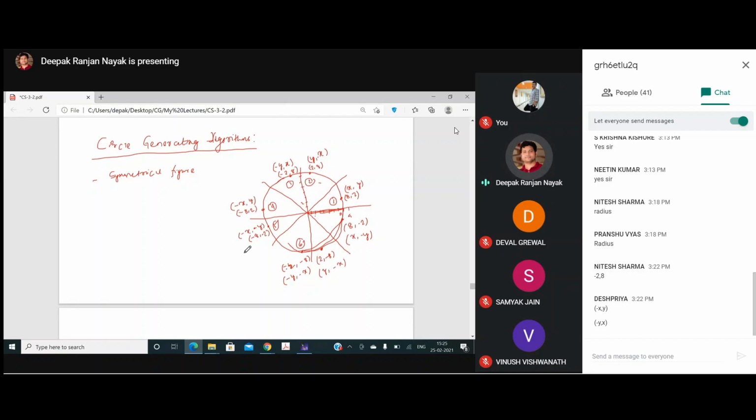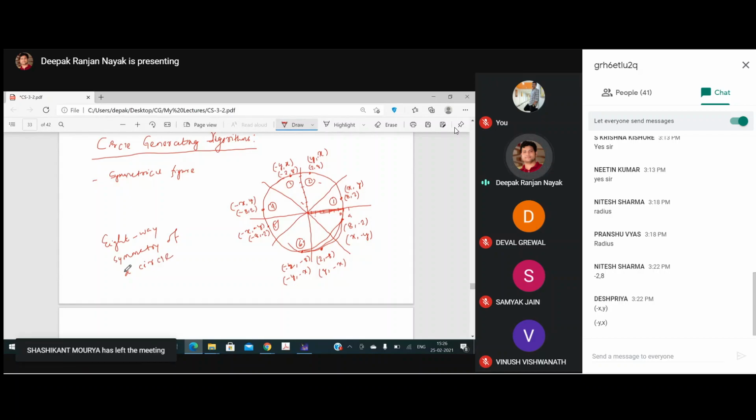This is what is called 8-way symmetry, right? 8-way symmetry of a circle. That is why it is called a symmetrical figure. And once you get one point, you can calculate the other points as well. This is what is called 8-way symmetry of a circle.